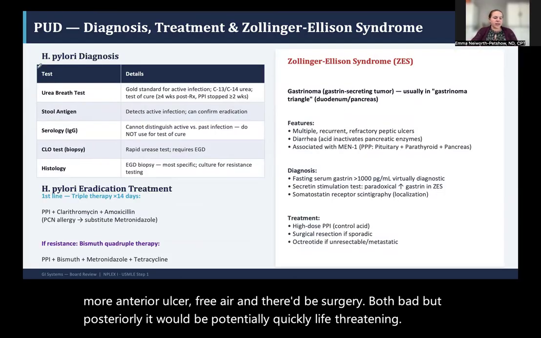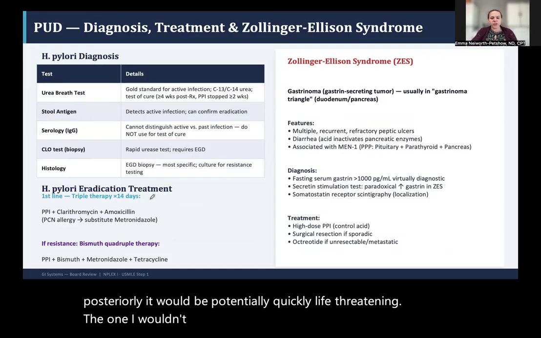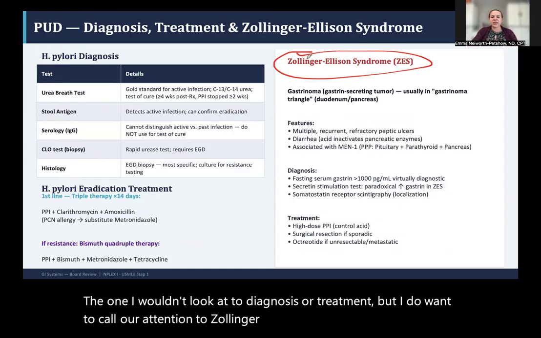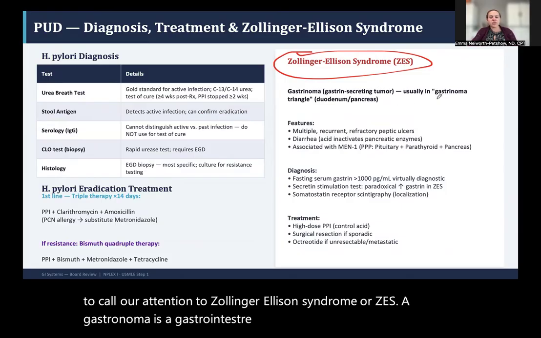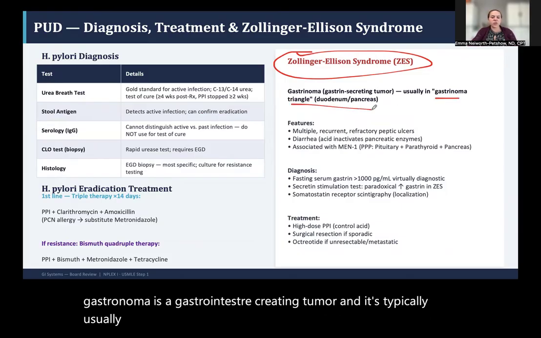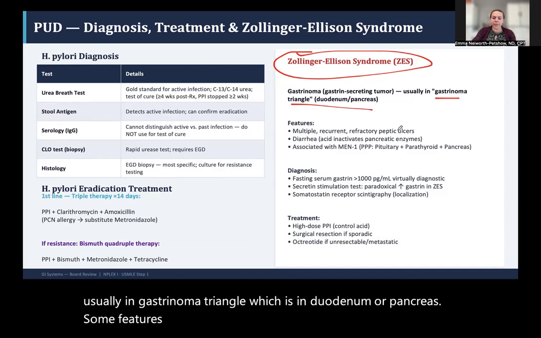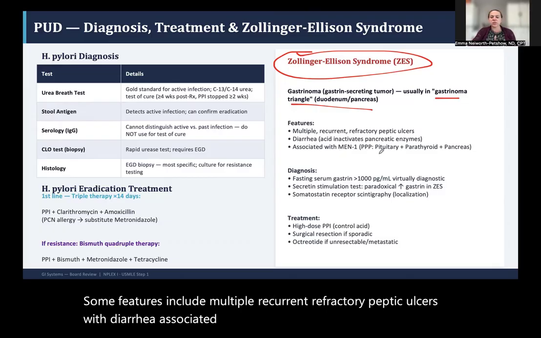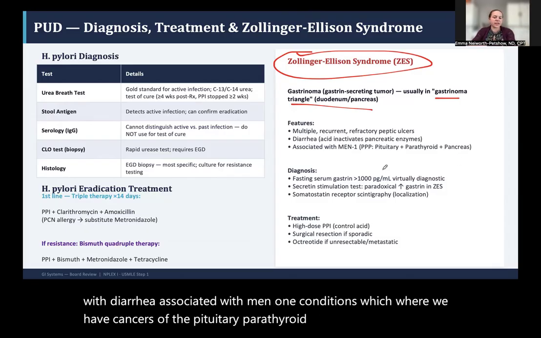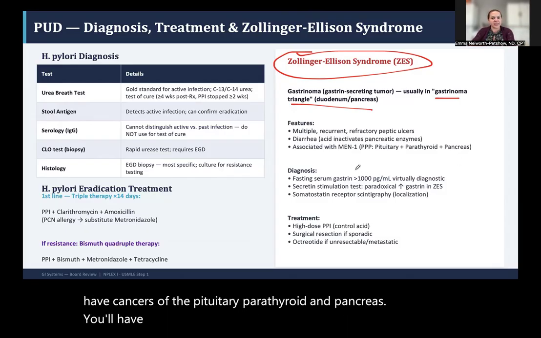I wouldn't look at diagnosis or treatment, but I do want to call our attention to Zollinger-Ellison syndrome or ZES. A gastrinoma is a gastrin-secreting tumor, and it's usually in the gastrinoma triangle, which is in the duodenum or pancreas. Some features include multiple recurrent refractory peptic ulcers with diarrhea, associated with MEN1 conditions, where we have cancers of the pituitary, parathyroid, and pancreas. You'll have an elevated gastrin level in this condition, in ZES or a gastrinoma.